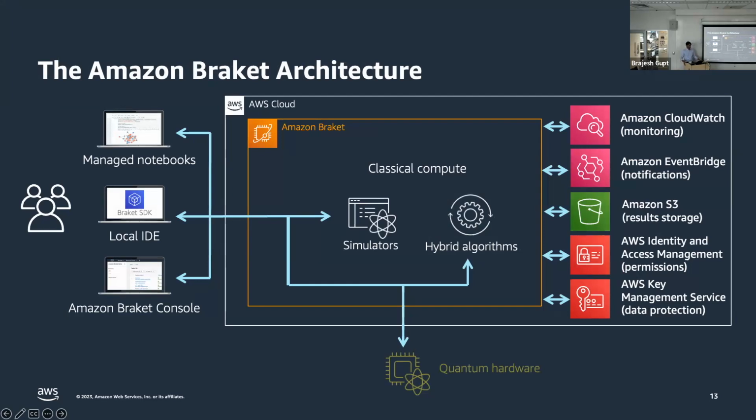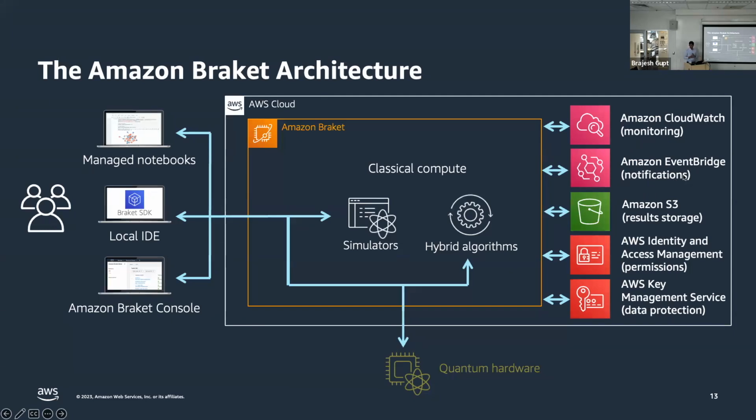Okay, all right. So let me introduce you to the architecture of Amazon Braket. In this diagram up here, you see this bigger box that is AWS Cloud. So Amazon Braket is a service within AWS Cloud, right? Amazon Braket can interact with many different services, like for example, Amazon CloudWatch for monitoring the state of your job submission and so on. Then for notifications, you can use Amazon EventBridge.